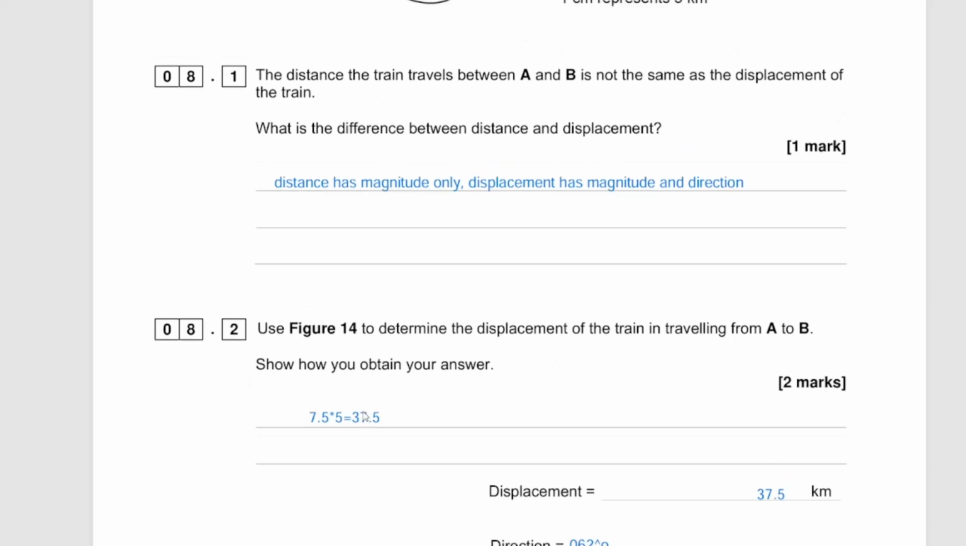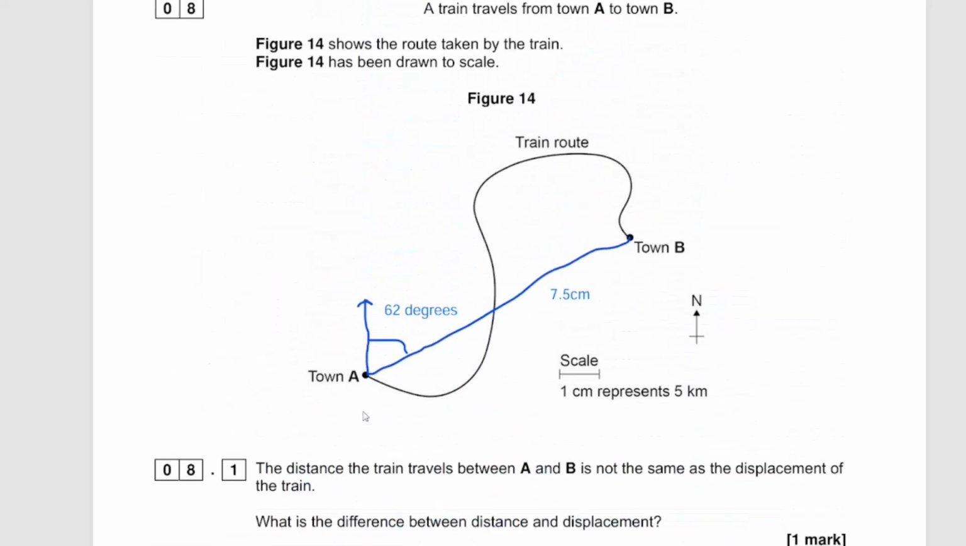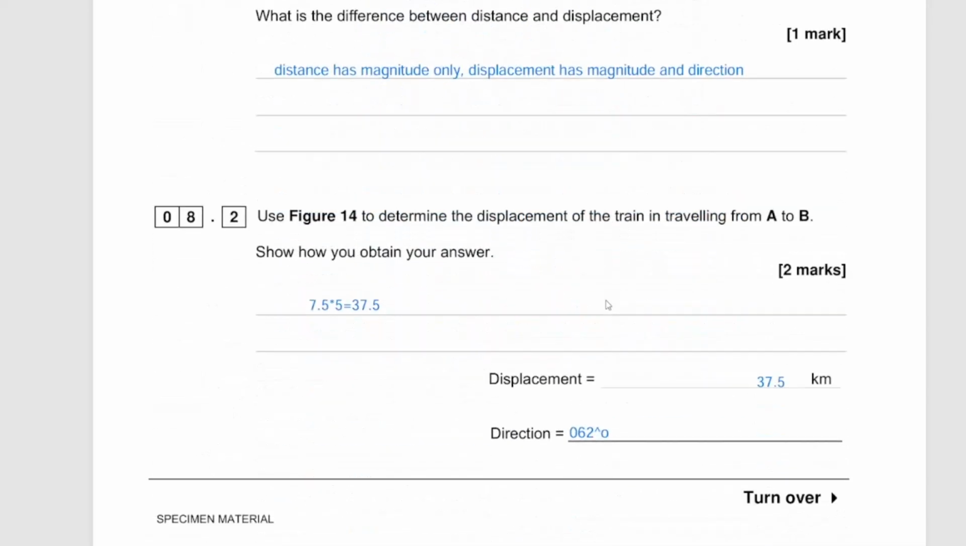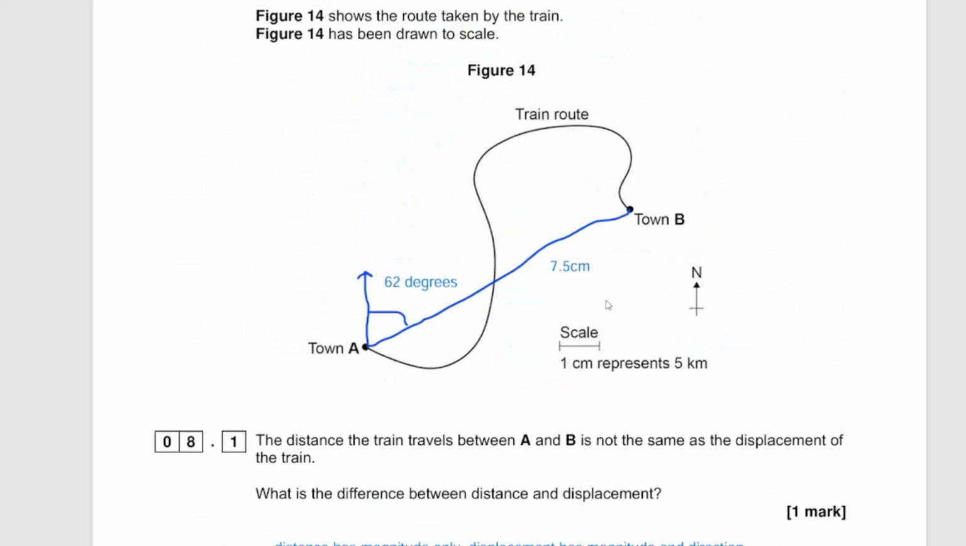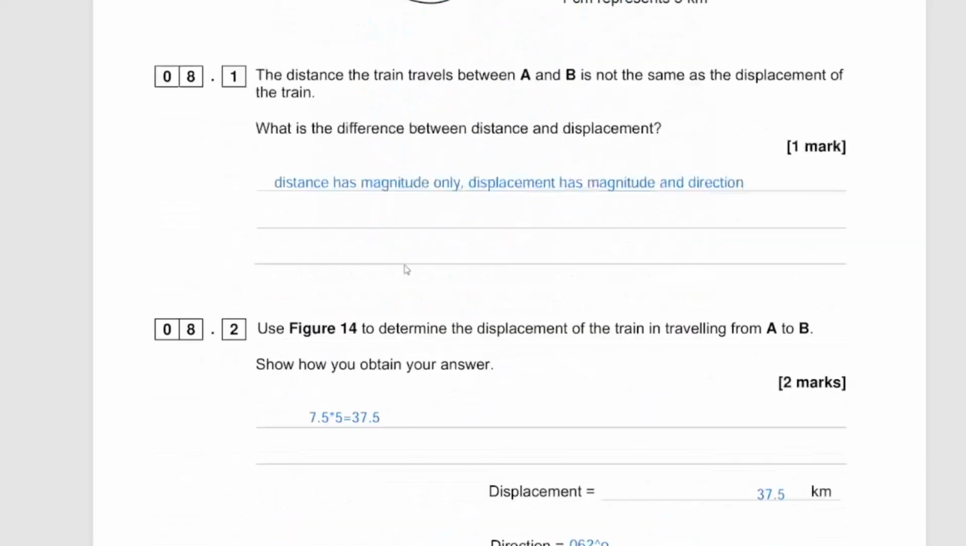and the distance. Now, what we can see is the scale is 1 centimeter represents 5 kilometers. Obviously, this is online, so you can't actually use a ruler, but the distance between town A and town B is 7.5 centimeters. Times that by 5, you get the number of kilometers, which is 37.5. And then for the displacement, because you have the north measurement, you can give the direction as a bearing, and the bearing is 62 degrees from north.